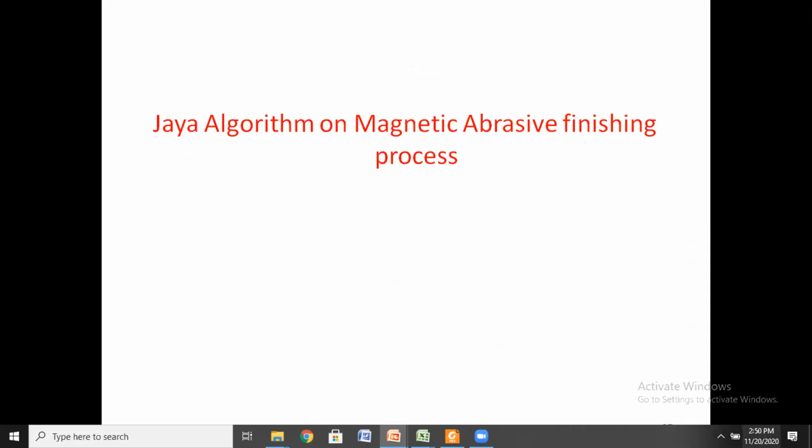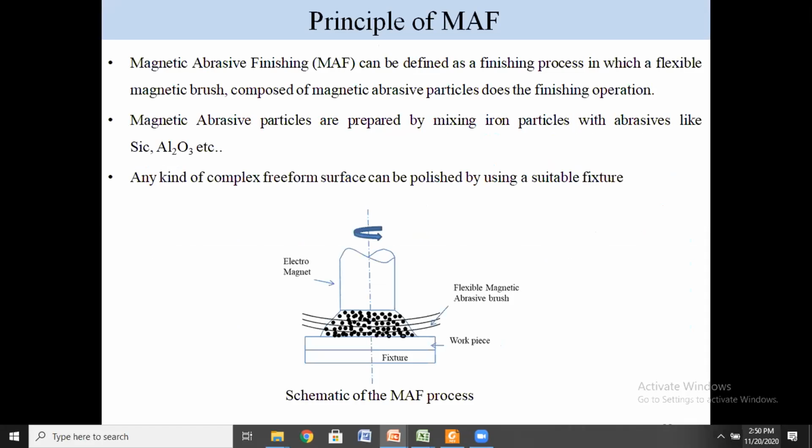Similarly, recently, abrasive flow machining is very difficult to install in our laboratory because we require acoustic equipment and an actuator, etc. So what we have done is we slowly started MAF. MAF means magnetic abrasive finishing.